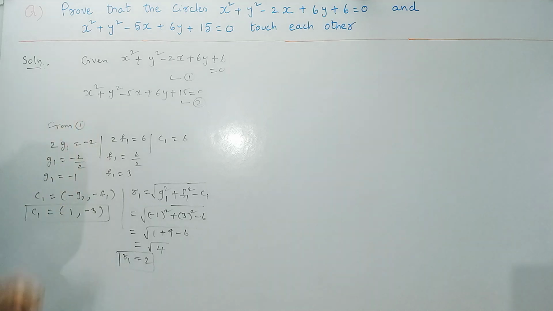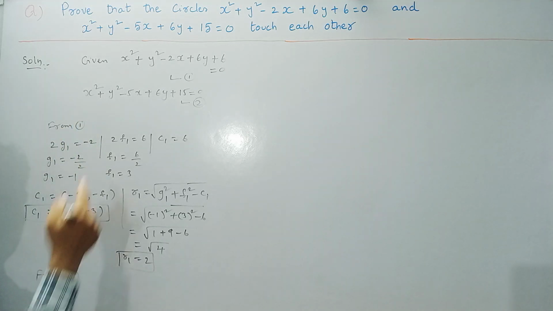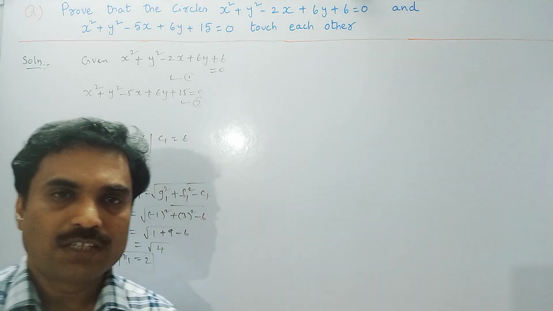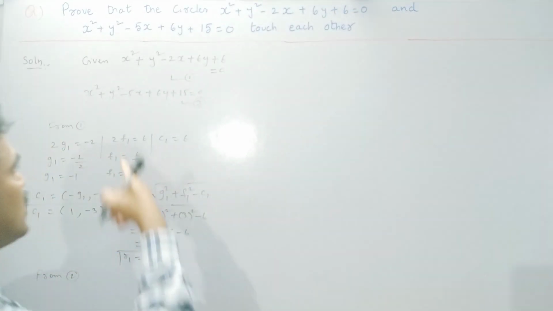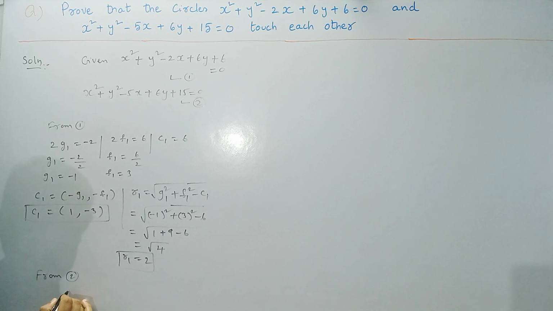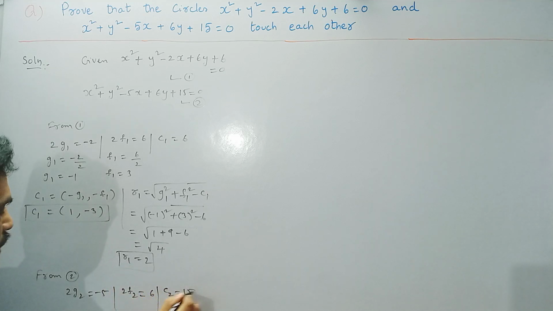Now similarly from the second equation also we will find the values. By comparing this second equation of circle with the general equation of circle, we will get 2g2 equal to minus 5 and 2f2 equal to 6 and c2 equal to 15. So what is g2 here? g2 is minus 5 by 2, f2 is 6 by 2. Upon cancellation using 2 table, f2 value is 3. So you got the values of g2, f2 and c2.